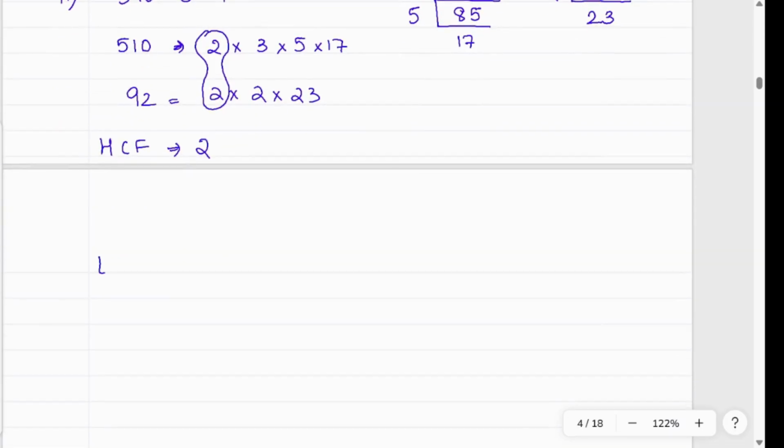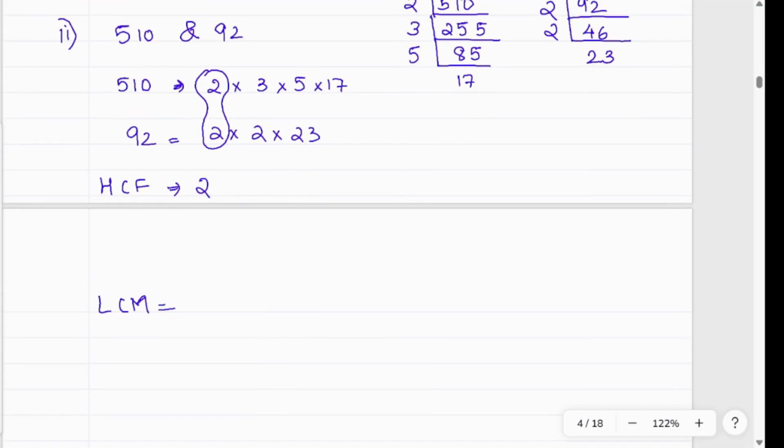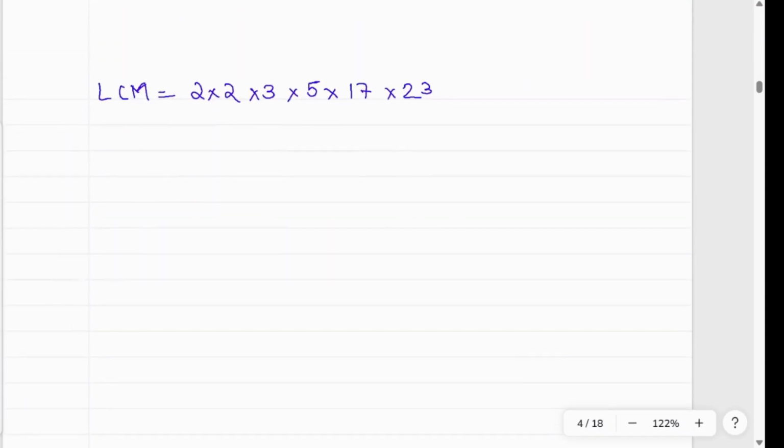Now we have to find our LCM. What's the maximum repetition of 2 here? 2 into 2. Then the number 3: 3 one time. Then what about the number 5? 5 one time. Then 17. Then 23. So what is the LCM? LCM equals 23,460. Right? Now we need to do our verification.